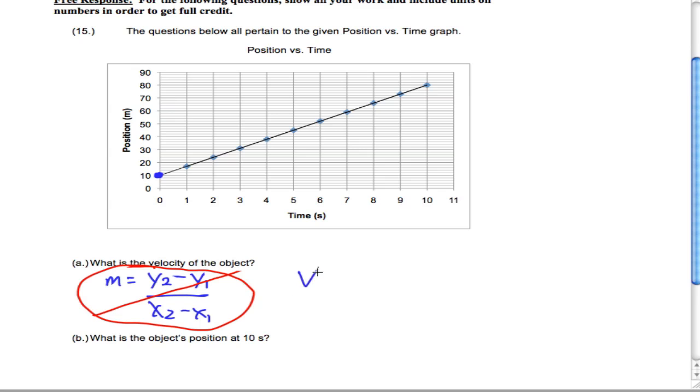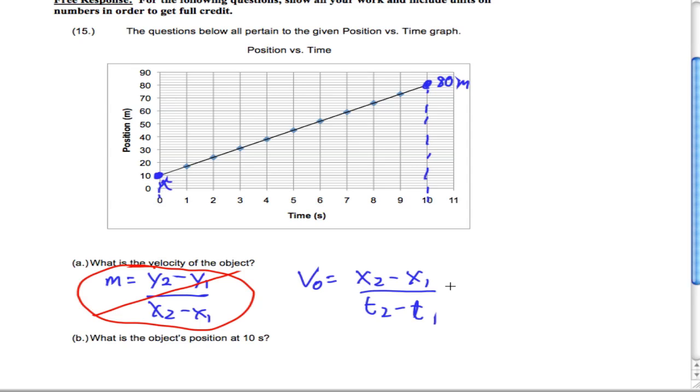I'm going to write that the velocity is the change in position versus the change in time. And what I want to do is find a time and a position where I can clearly read it from the graph. So when I go up here, I see that I'm at 80 meters at 10 seconds and 10 meters at 0 seconds.